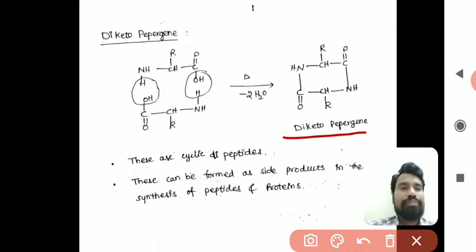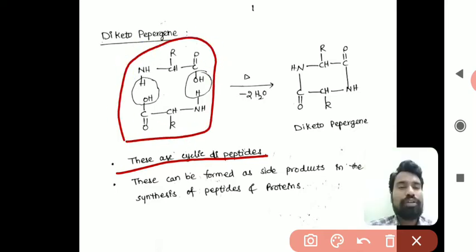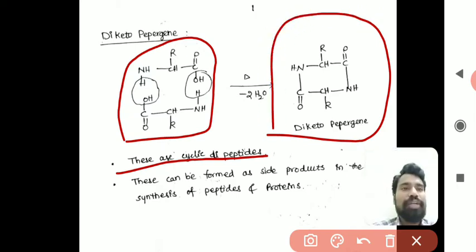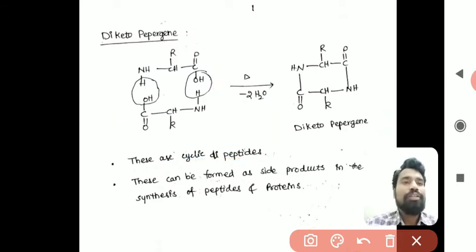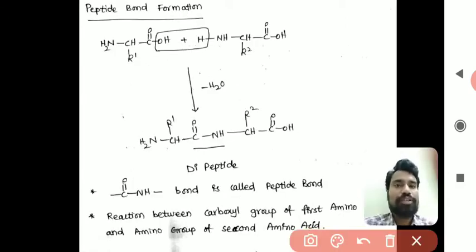These diketopiperazines are cyclic dipeptides which are formed when 2 molecules of amino acids undergo reaction. These can be formed as side products in the synthesis of peptides and proteins. These are undesired compounds which are formed in the synthesis, right? This is what we have about diketopiperazine. The next one is peptide bond formation, right?